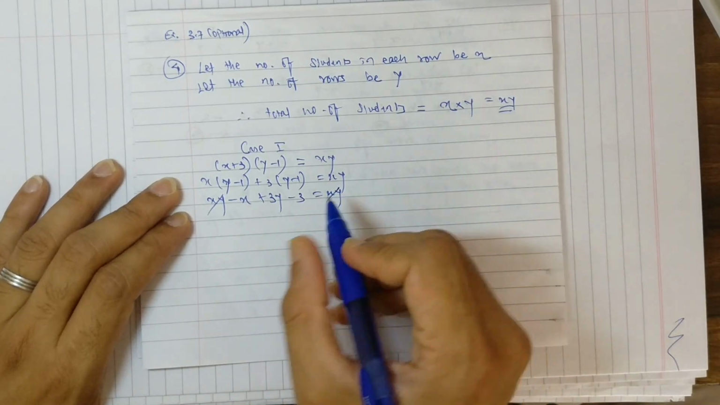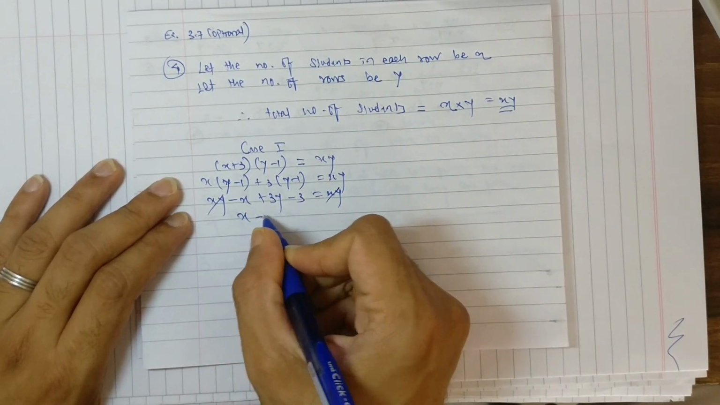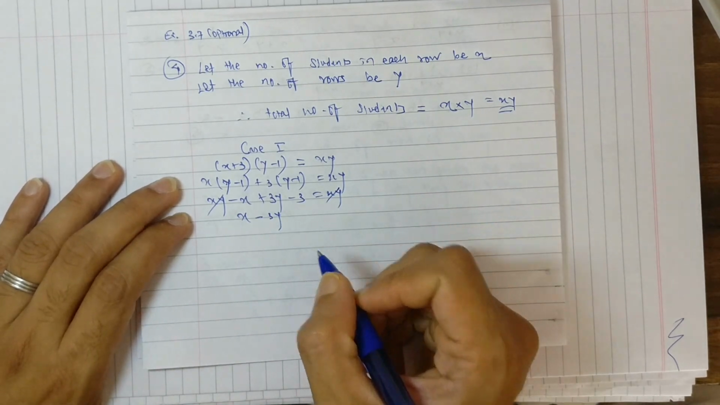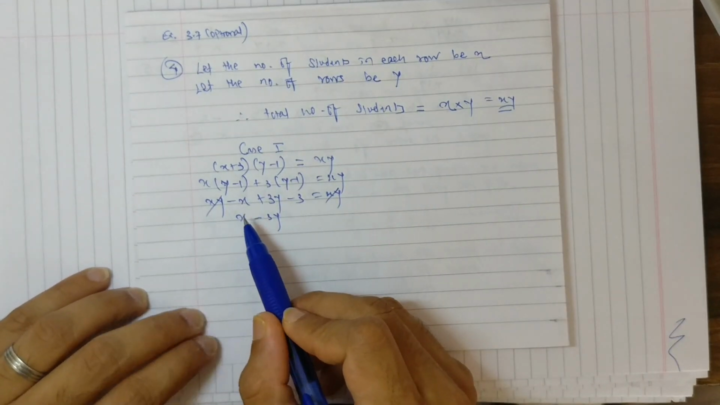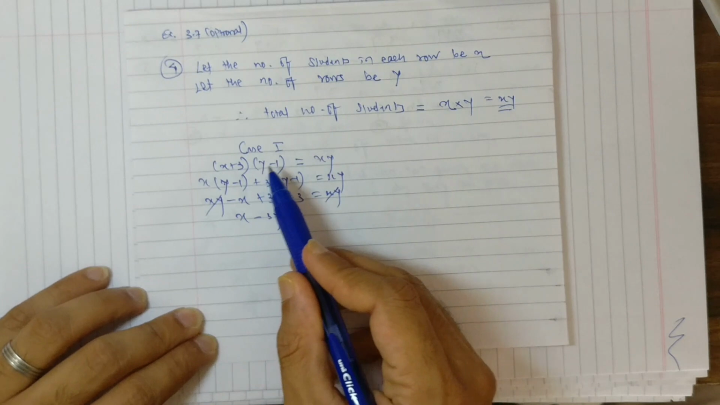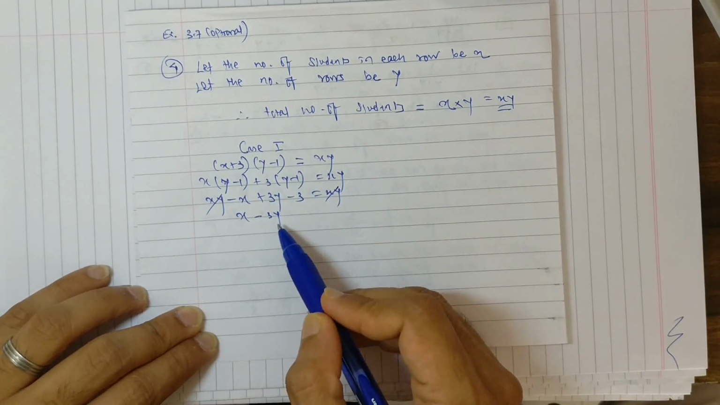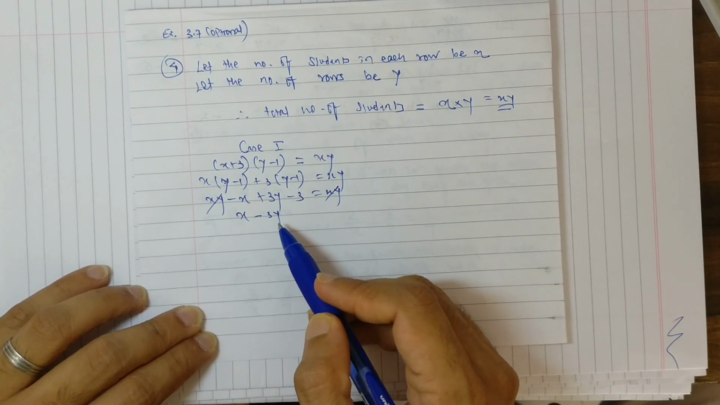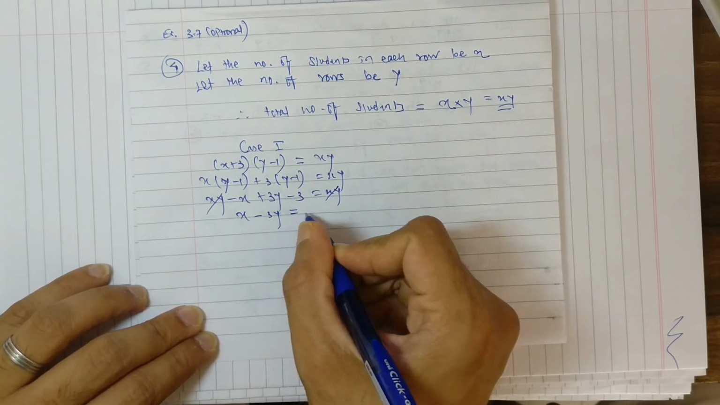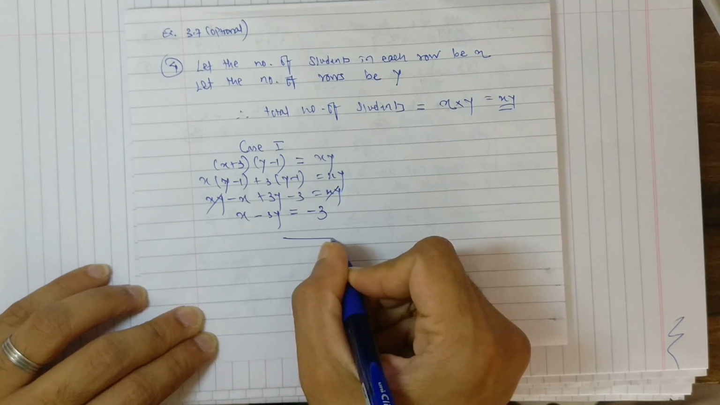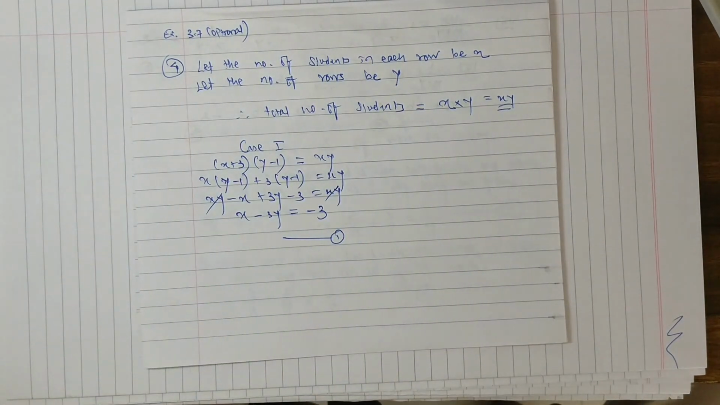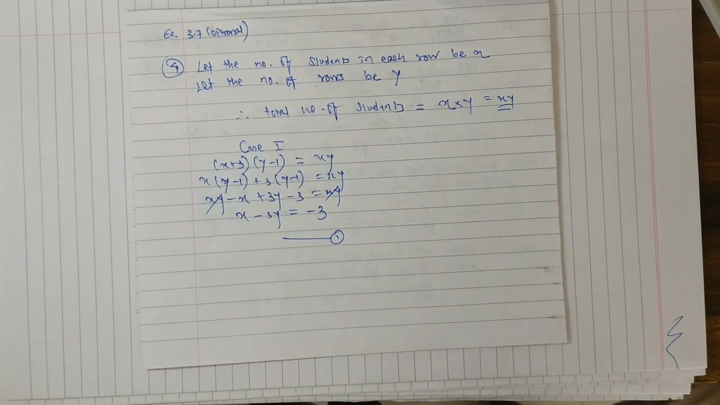xy will get cut, and x minus 3y. Okay, so what I'm doing is I'm changing the sign, or I'm shifting x to the other side. It will become plus x, plus 3y to the other side will become minus 3y, and minus 3 will remain there only, so minus 3. This will be equation number 1. x minus 3y is equal to minus 3.